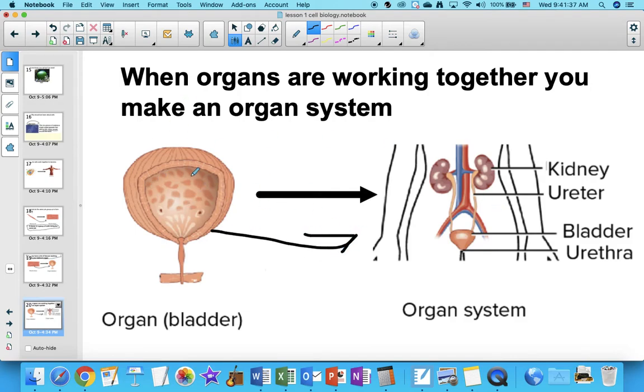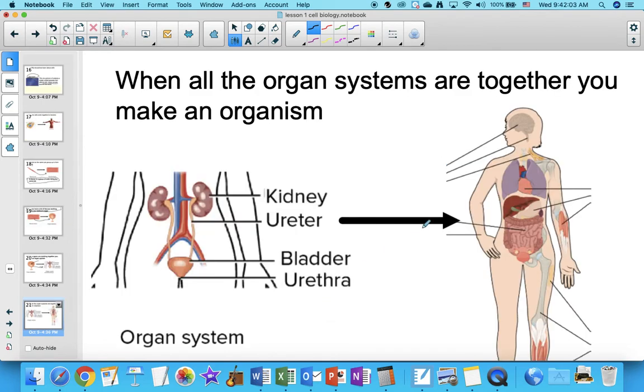So we have the muscle cell working together to make muscle tissue. The muscle tissue makes the bladder, this organ. Well, this organ works with other organs like the kidney and the ureters and the urethra to make our urinary system, or this organ system. So again, cells make tissues. Tissues make organs. Organs work together to make organ systems.